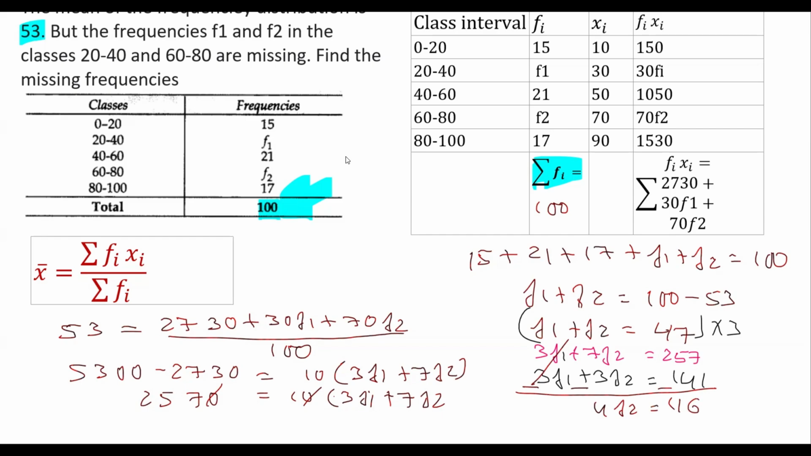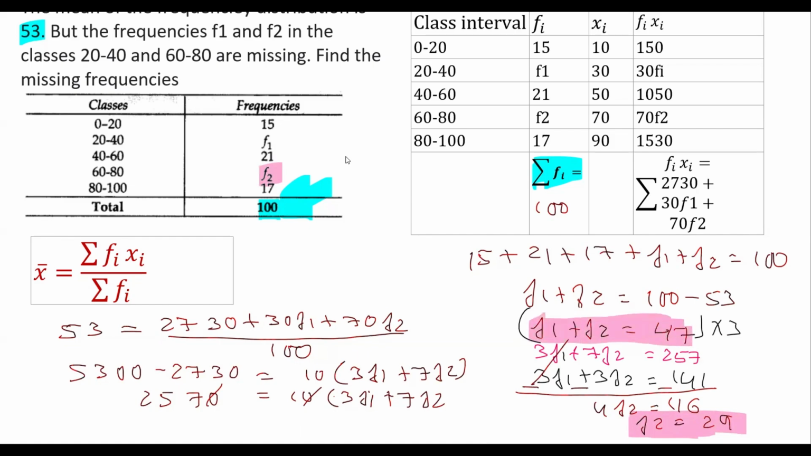And this divided by 4 is coming as 29. That's right. So we got F2 is equal to 29. Now check. We got the value of F2, one of these missing values. In order to get F1, we are going to plug in the value of F2 in any of these equations.